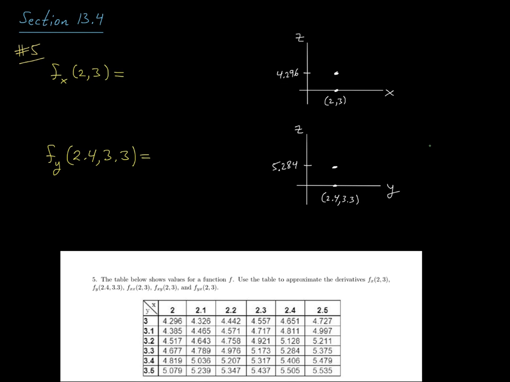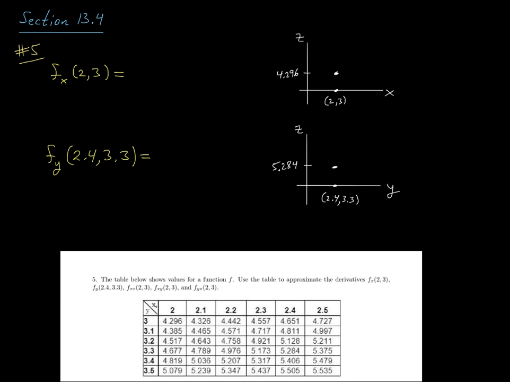In this video, in section 13.4, we're going to look at question number 5. Here it says that the table below shows values for a function f. Use the table to approximate the derivatives fx at (2, 3), fy at (2.4, 3.3), fxx at (2, 3), fxy at (2, 3), and then finally fyx at (2, 3). Okay, and here's our table of values.